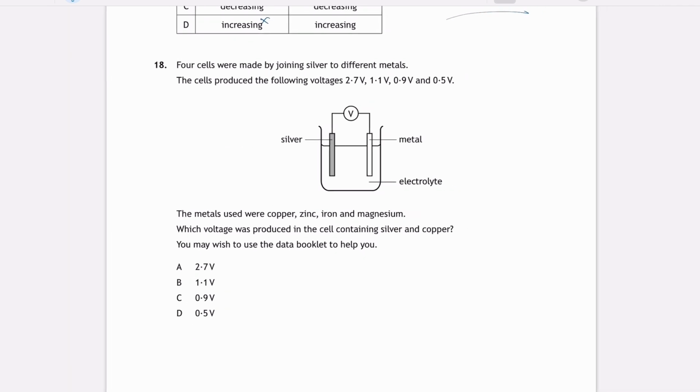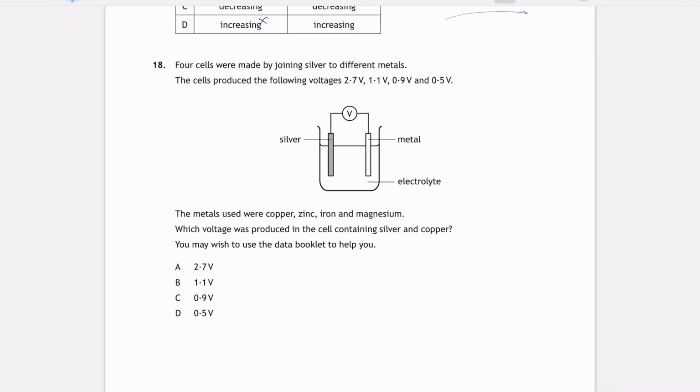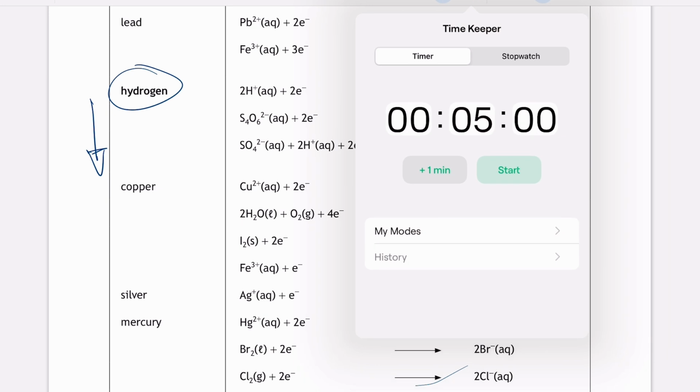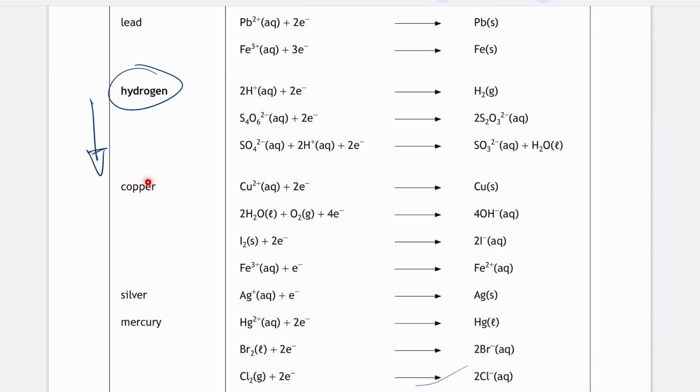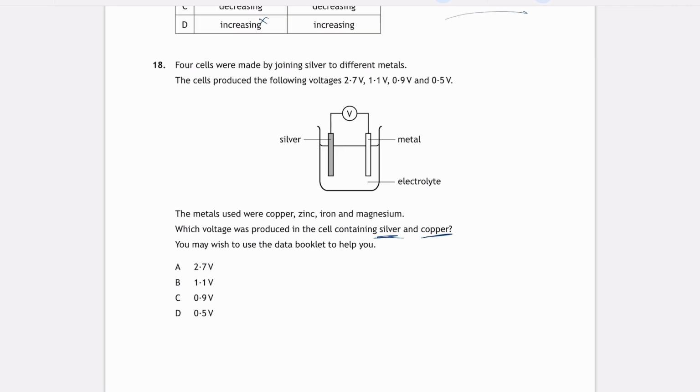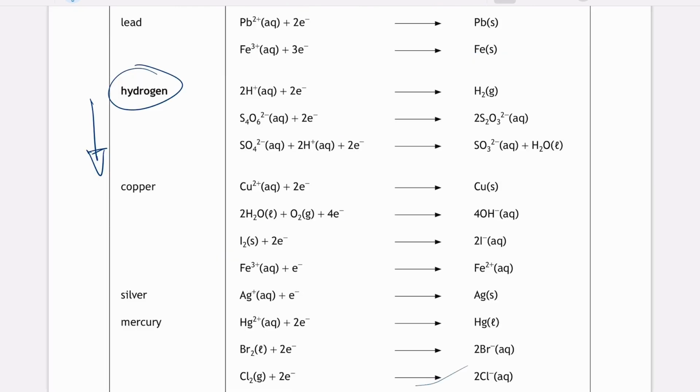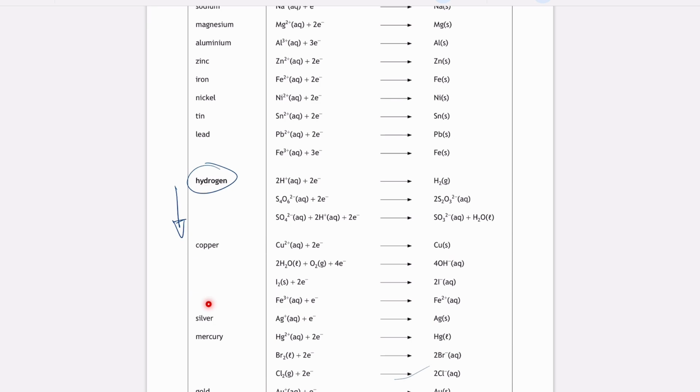Then question 18, if you had 4 cells with the different metal pairings, when it comes to voltage, remember, the further apart the metals are in the electrochemical series, the higher the voltage will be. The closer they are, the smaller the voltage. So we're asked to work out which voltage you would get for silver and copper. If we look up the electrochemical series, we can see that silver and copper are basically right next to each other. They're very close. So they're going to be the lowest voltage out of all those options, so 0.5. The highest voltage you would get between the copper and the silver and the magnesium, because they are furthest apart.